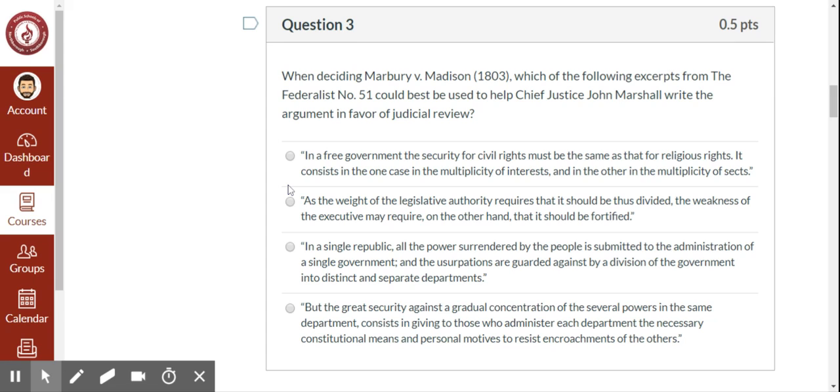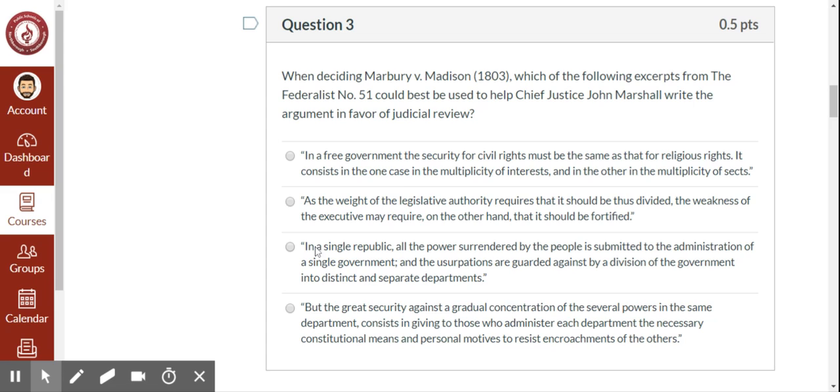The next option here: as the weight of the legislative authority requires that it should be thus divided, the weaknesses of the executive may require, on the other hand, that it should be fortified. So this is about the legislative branch and the executive branch, but it's not about the judicial branch. And that's, again, what Marbury versus Madison is about. It's about what the judicial branch has the authority to do.